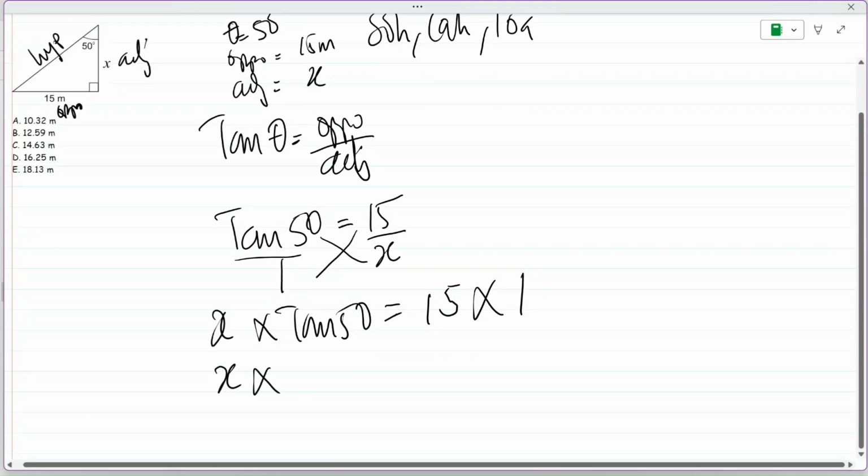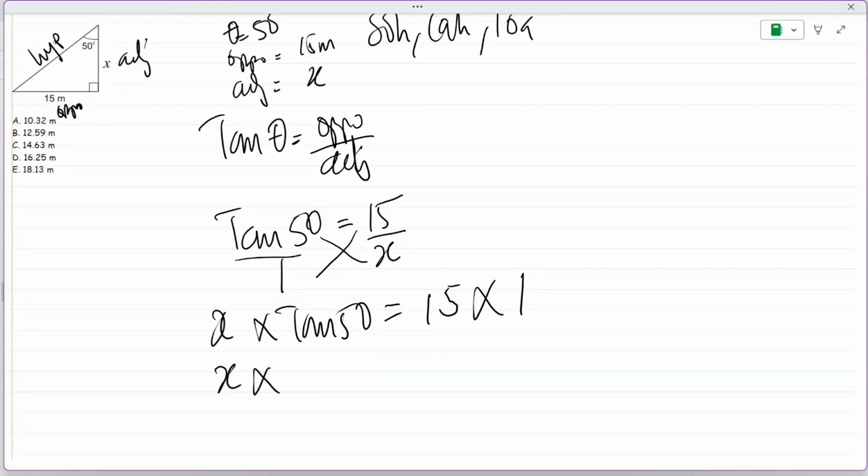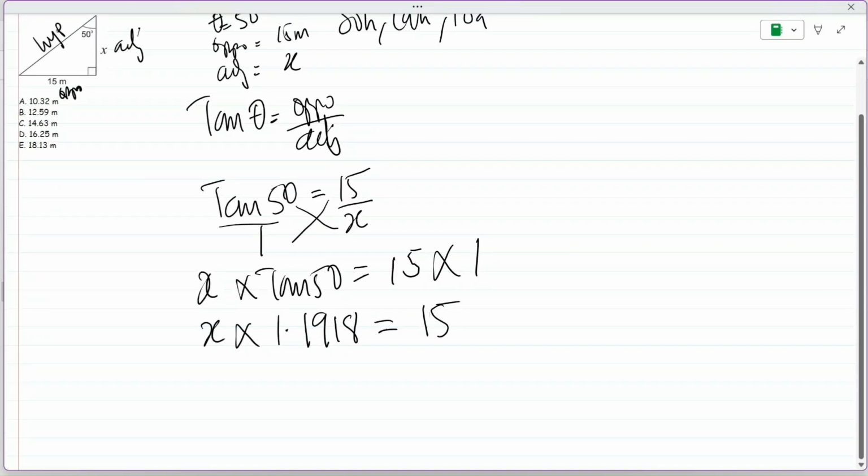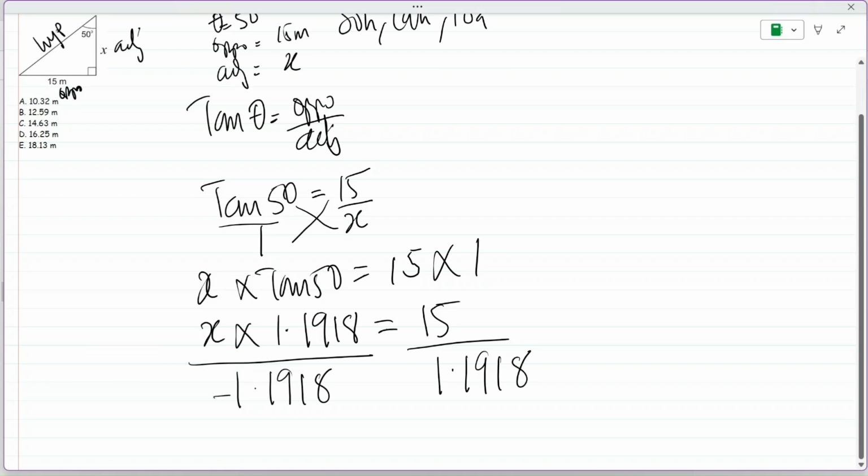X times tan 50 with our calculator, since we are allowed to use a calculator, is, to 4 decimal places, 1.1918, equals 15, because 15 times 1 is 15. Since we're looking for the value of x, and x is linked to this decimal number by multiplication, we can divide both sides by the decimal number to get it off the x, so that x can stand alone. We divide both sides by 1.1918, and on the left, where you have your x, this cancels this.